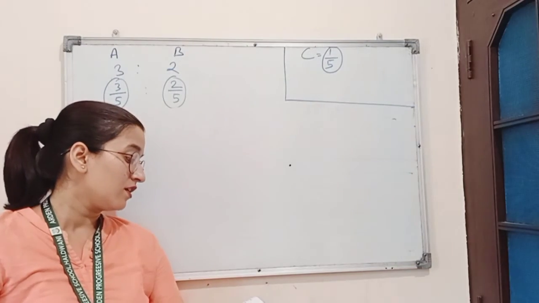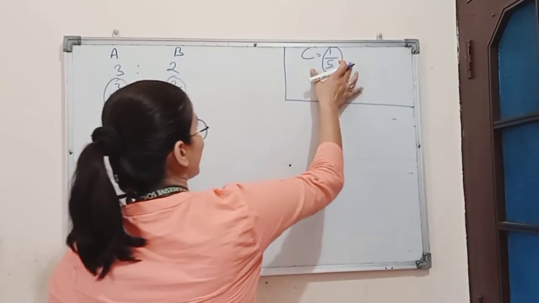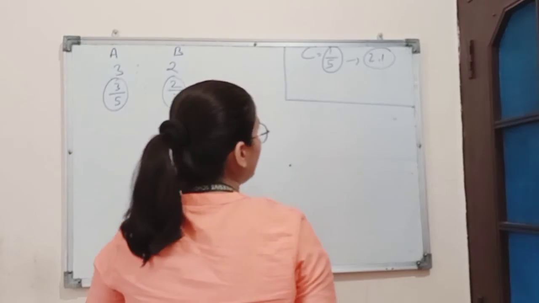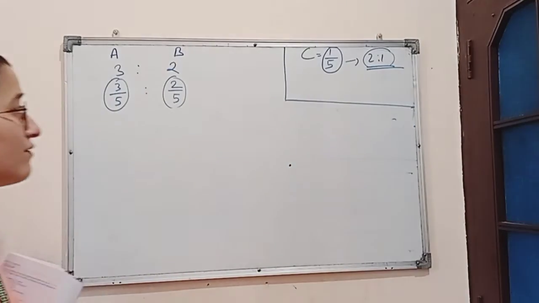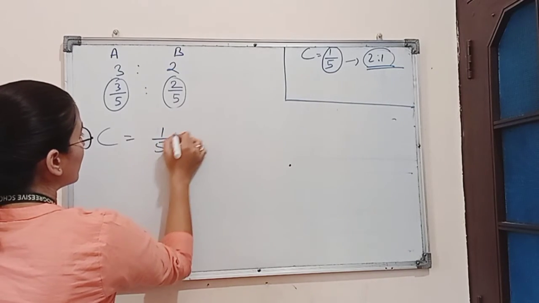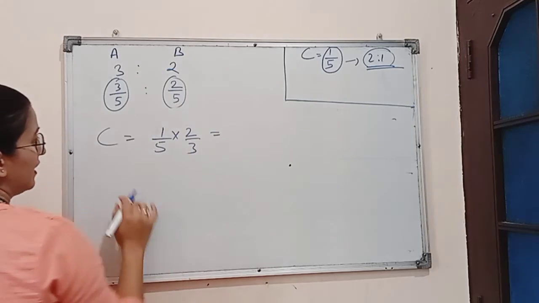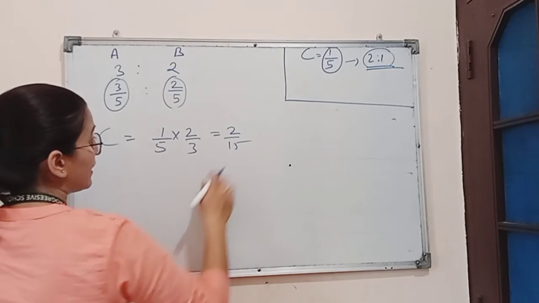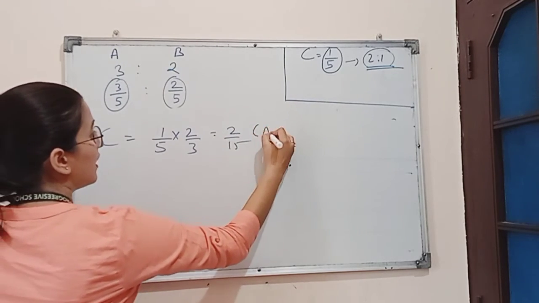Next case is C gets it from A and B in the ratio 2:1. C is getting this share in the ratio 2:1 from A and B. Now it is in the ratio form, so we will find out here. C will be acquiring 1/5 share as 2/3 from A. So here the share is 2/15. 2/15 amount of share has been acquired by C from A.